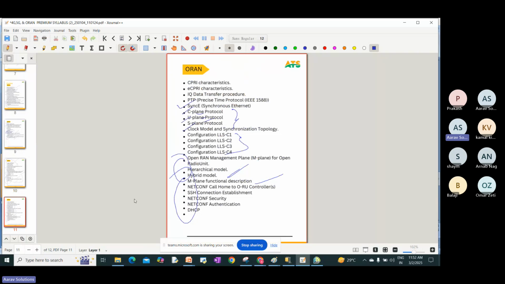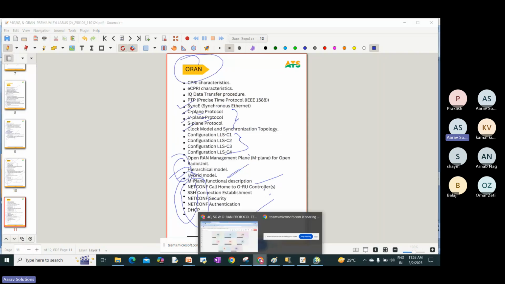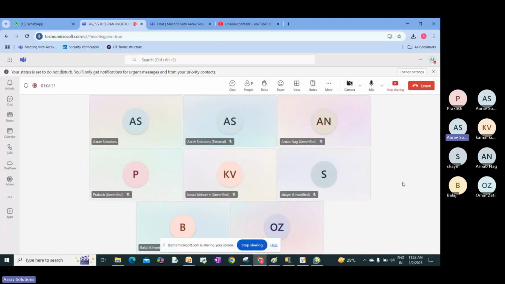In the M plane we have software updation, alarm management, and multiple things: at boot up time, exchange of capabilities, and the basic configuration. For all these purposes we have the M plane. All these things we will try to understand so that we have end-to-end working information about ORAN. So syllabus wise, these are the topics which we will cover in the syllabus.